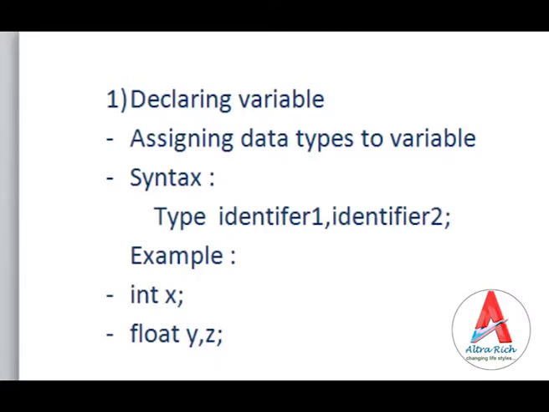Here is the syntax to declare a variable. Type is a data type. Type represents the data type. Identifier 1 is the variable name. We can create any number of variables simultaneously by using a comma between identifiers.